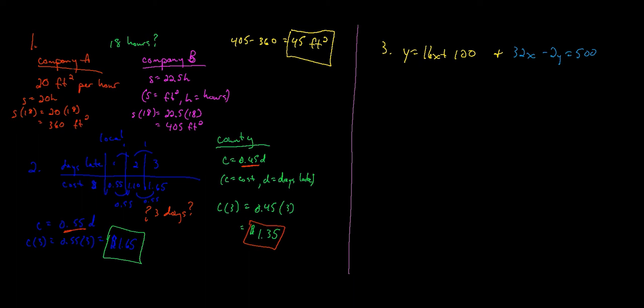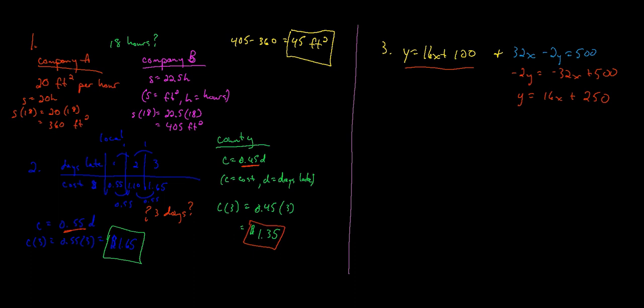With number 3, we are given y equals 16x plus 100 and 32x minus 2y equals 500, and we're asked why will they never intersect? Let's go ahead, and we already have our first equation in slope-intercept form. Let's put our second equation into slope-intercept form. Subtracting 32x from both sides, we get negative 2y equals negative 32x plus 500. Divide both sides by negative 2, and we get y equals 16x plus 250.